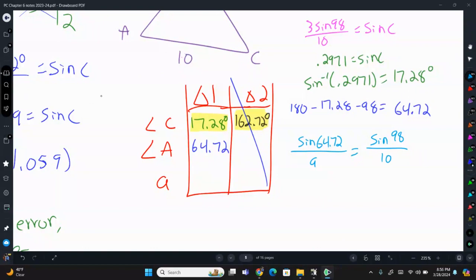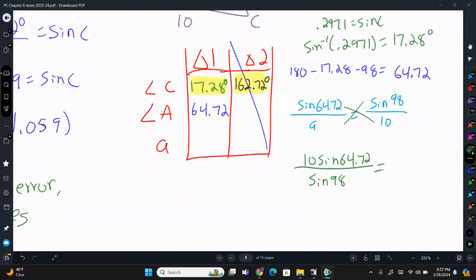So again, we'll cross multiply and divide it in our head. So that's going to be 10 times the sine of 64.72 divided by the sine of 98. And when I type that in my calculator off screen, that gives me 9.13.